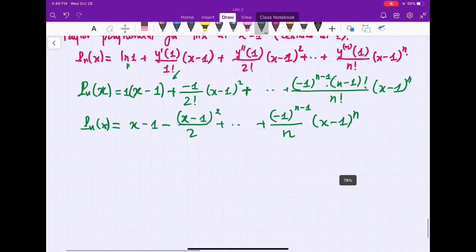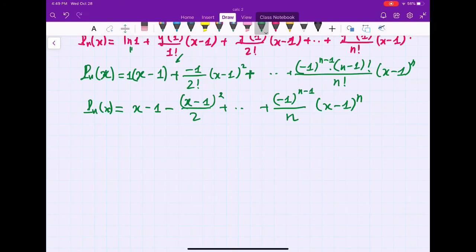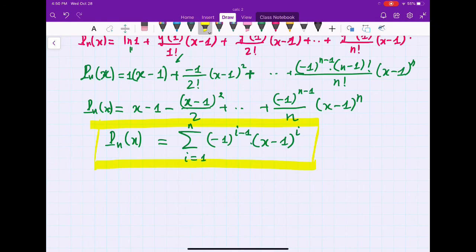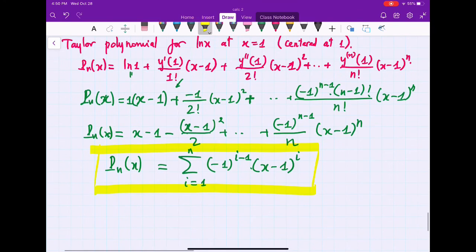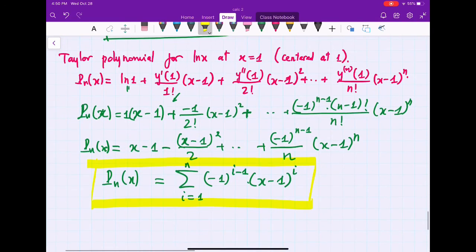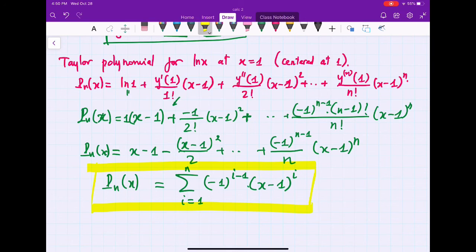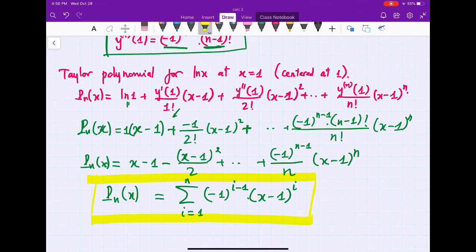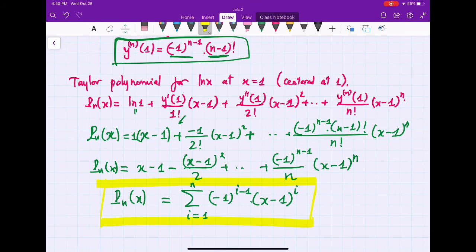So if I write the general series in terms of sigma notation, I have the following. P_n(x) equals the sum from i equal to 1 to n of negative 1 to the i minus 1 over i, times x minus 1 to the i. Does that make sense? Again, we call Taylor polynomials at 0 Maclaurin polynomials, and we use those polynomials to approximate the function. Right now, we don't do any approximation, but we understand the idea, because you move from constant to linear to quadratic, and then any polynomial of degree n.